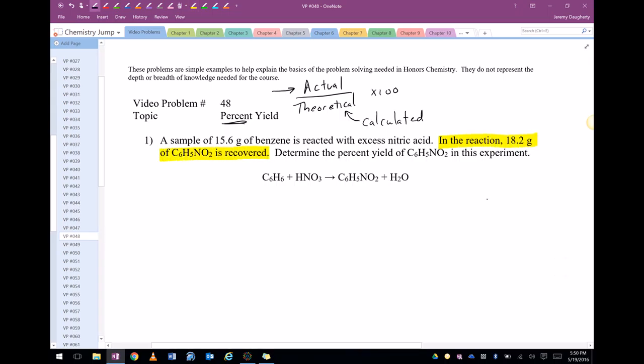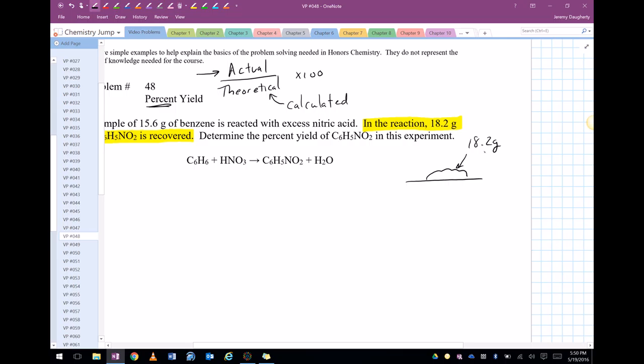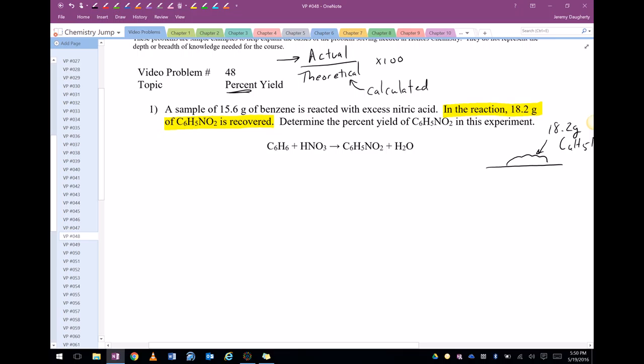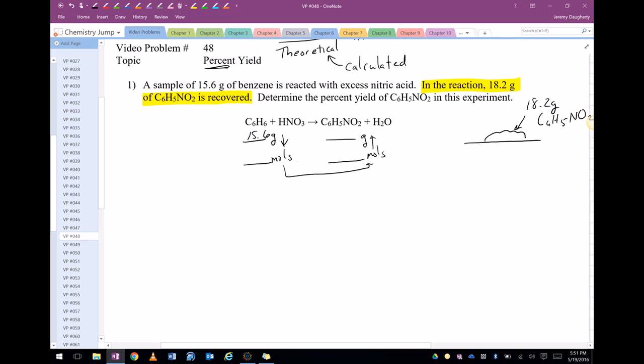So in other words, we perform this lab, and at the very end, we get 18.2 grams of C6H5NO2. That's how much I actually form. What I want to know is how much should I form? So we start out with 15.6 grams of C6H6, line with a G, line with a moles. I'm looking for how many grams of this substance, line with a G, line with a moles. So grams to moles, moles to moles, moles to grams. Okay, so it's nothing new here. It's just we're using it in a different way.